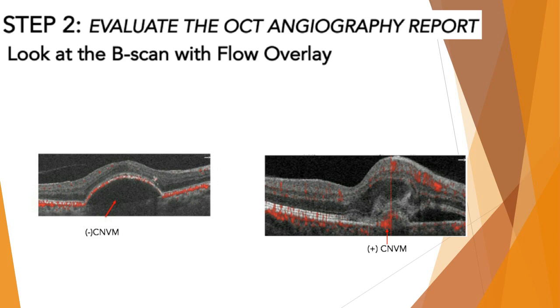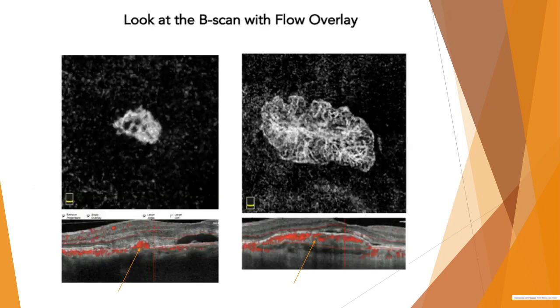Our patient, the one I just presented to you, is on the right. Notice where the red arrow is pointing, that there is increased flow or increased pixelation right on that hyperreflective lesion, indicating that there is active vascularization within that complex. So after you've done step one and step two, you should have a pretty good feeling whether or not your patient has an active membrane. However, we have to go through two other steps that are going to really put it into place, make sure that what you're seeing is actually real.